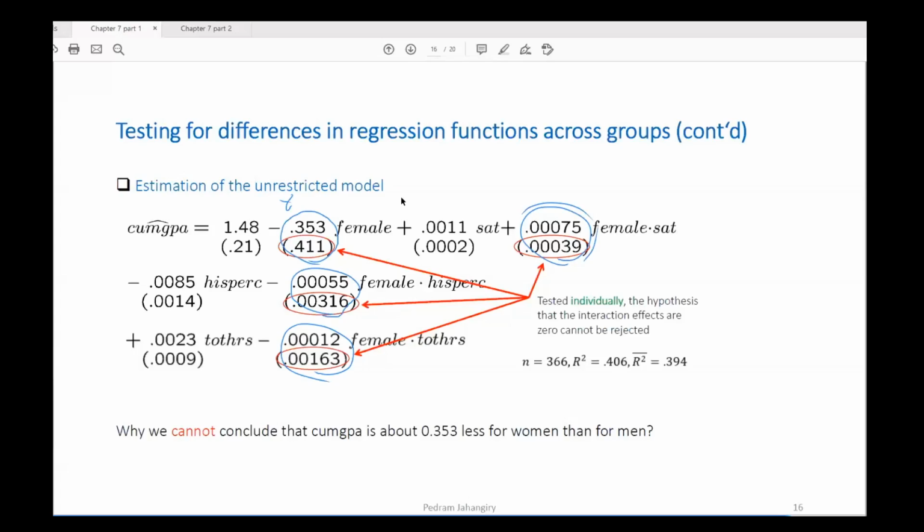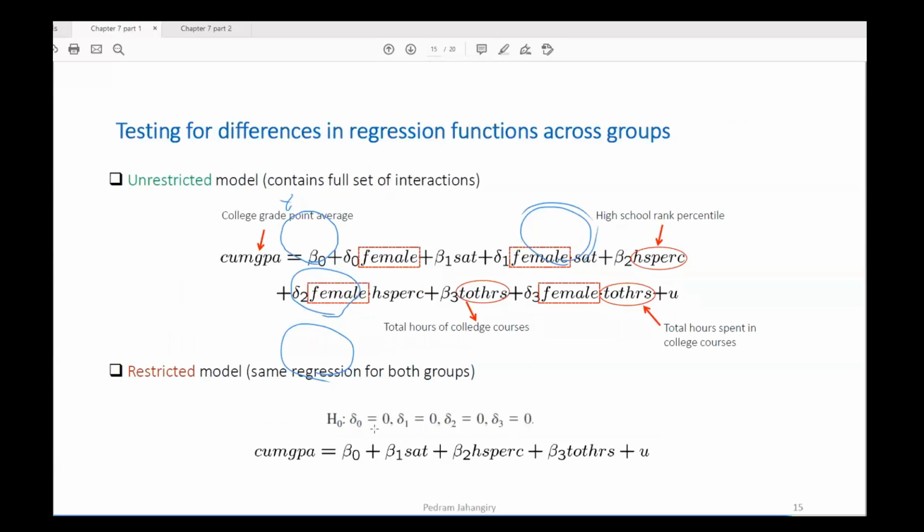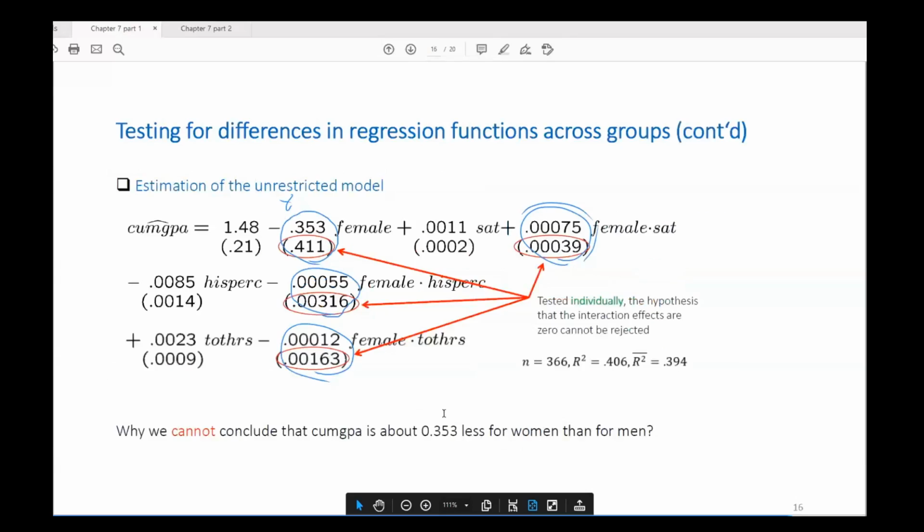So that's one thing. Now, what was my hypothesis? The hypothesis was whether they're jointly significant or not. So I haven't answered that question yet. What I have already answered is that if they're individually significant, the answer is no. So testing individually, the hypothesis that the interaction effects are 0 cannot be rejected, right? So they are individually not relevant.